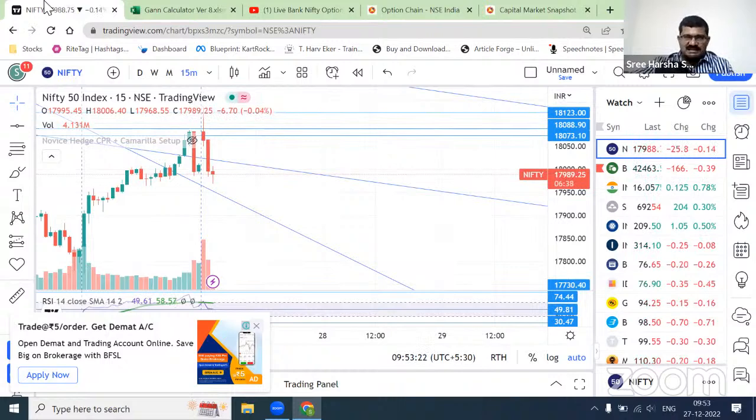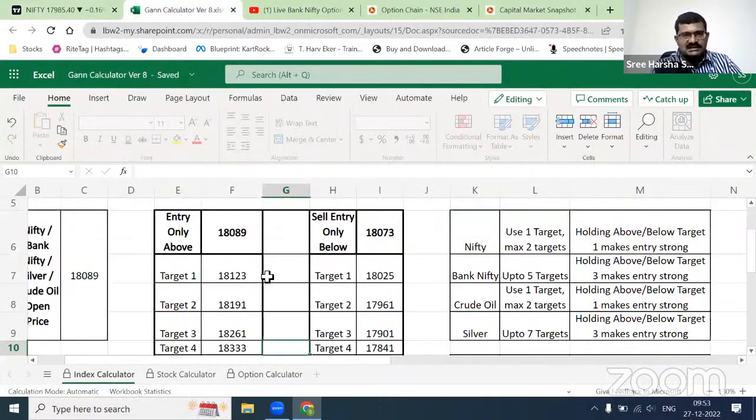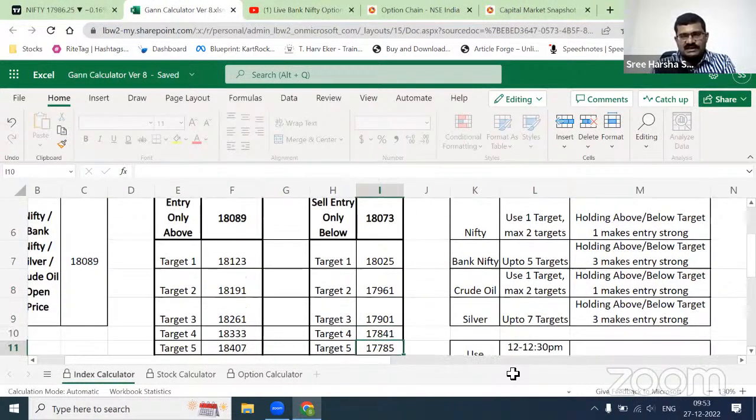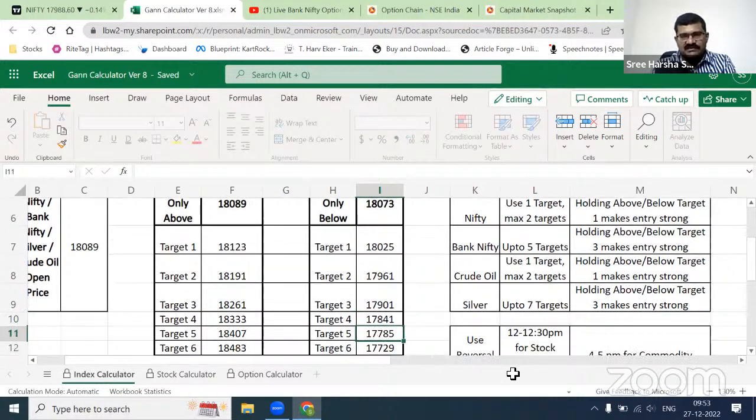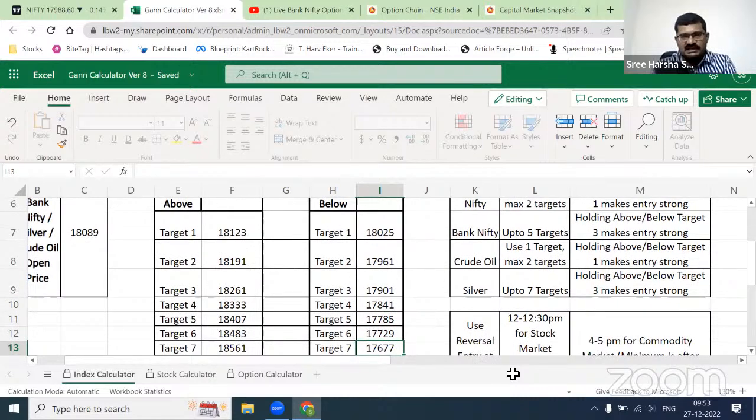So you may see some sudden bounces and all. Those bounces may not actually hold. So you can mark these levels. Okay, for Nifty, the levels are 17,961, 17,901, 17,841, 17,785, 17,729. So these are the levels which we can probably expect in Nifty.